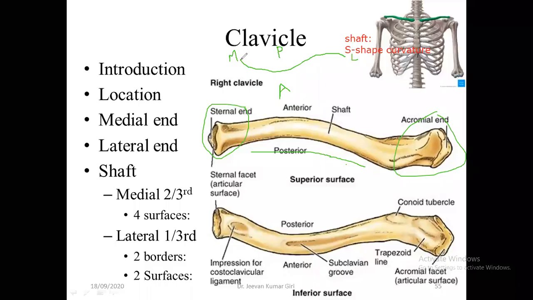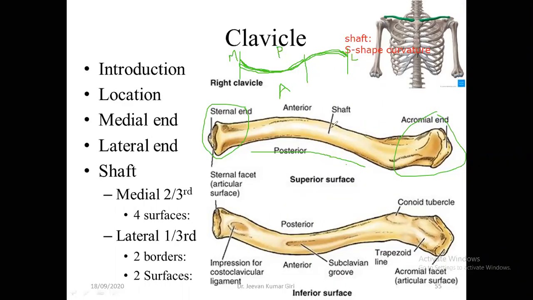See the medial part of the S-shaped curvature. This is one part of the curvature, and from here this is the next part. So we can divide the shaft into two parts: from here to here one part, and from here to here another. This is the medial 2/3. The medial 2/3 of the shaft has convexity forward, the anterior convexity, whereas the lateral 1/3 of the shaft is concave forward. The concavity is forward.